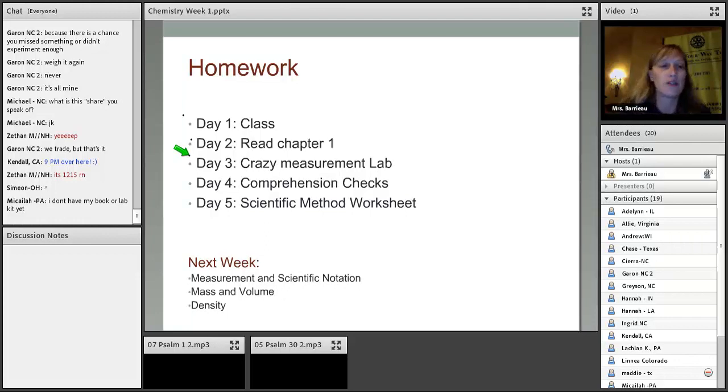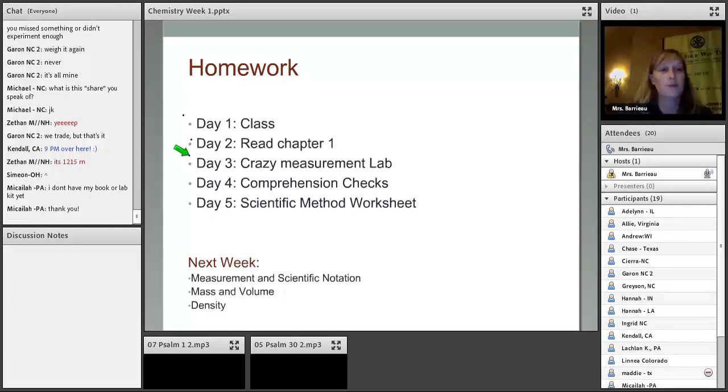You guys have already done conversions. You don't have your book or lab kit yet. Okay, Michaela, I will post chapter 1 today or tomorrow, probably tomorrow because I'm up in Nebraska today and I don't have my book with me. I will post chapter 1 so you have access to reading it, okay? The lab kit we do not need for this week, so don't worry about the lab kits.